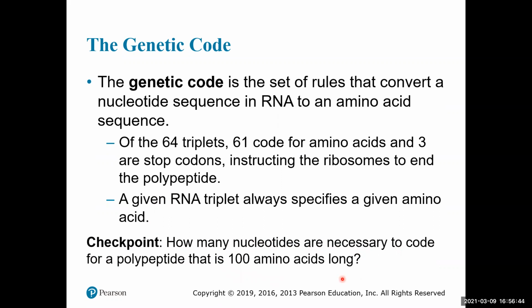So take a minute and think about this. All right, so if we have 100 amino acids, every amino acid has to have a codon, a triplet associated with it. So one amino acid is 3 nucleotides. So if you have 100 amino acids, that's 100 times 3. So you need 300 nucleotides in order to generate 100 amino acids. Okay?